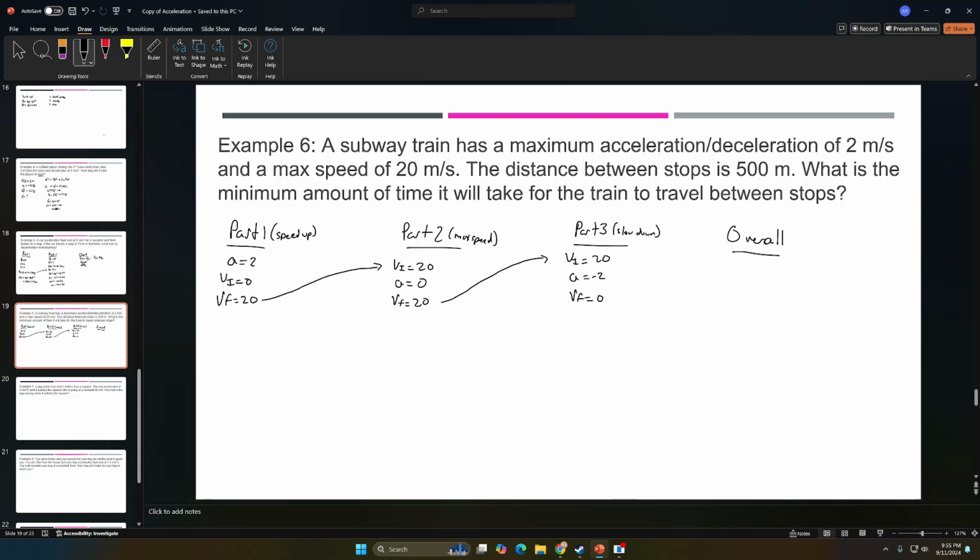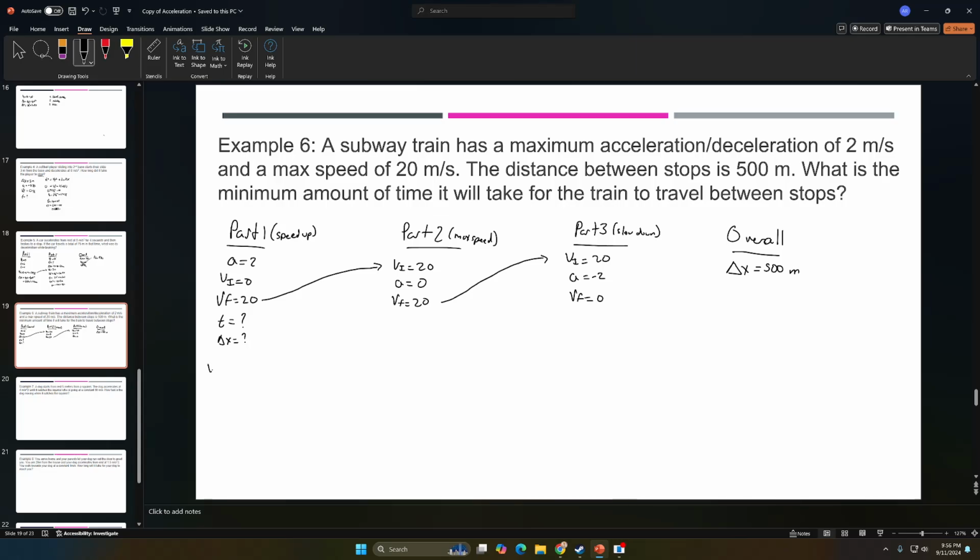Go ahead and solve for everything we can from part 1. You might be tempted to start with any of these parts, and you can start with 1 or 3. Oh, I forgot to write, what do we know for overall? Overall equals 500 meters. All right, so in this first problem here, 2, 0, and 20, let's go ahead and find time.